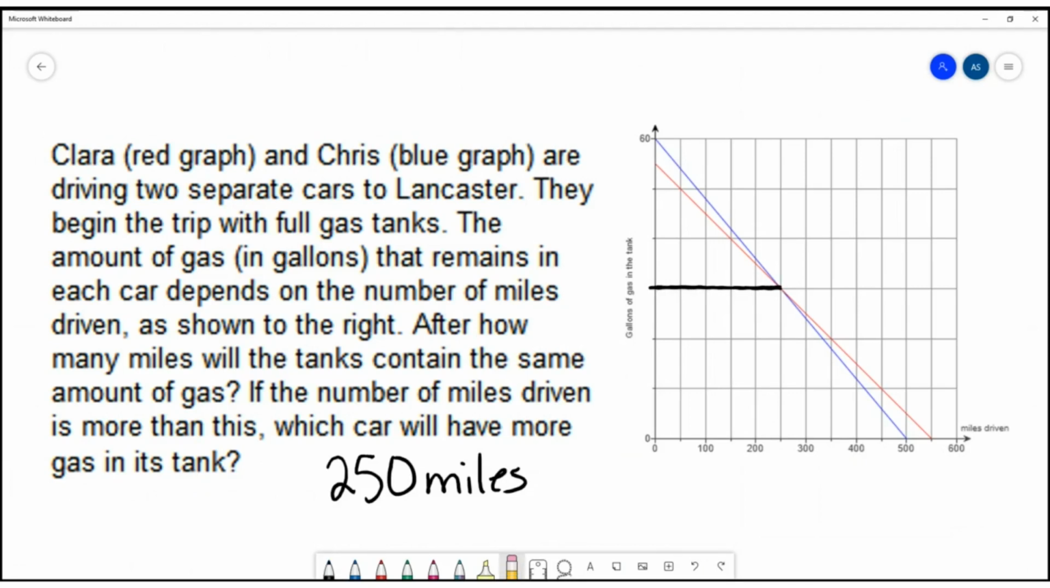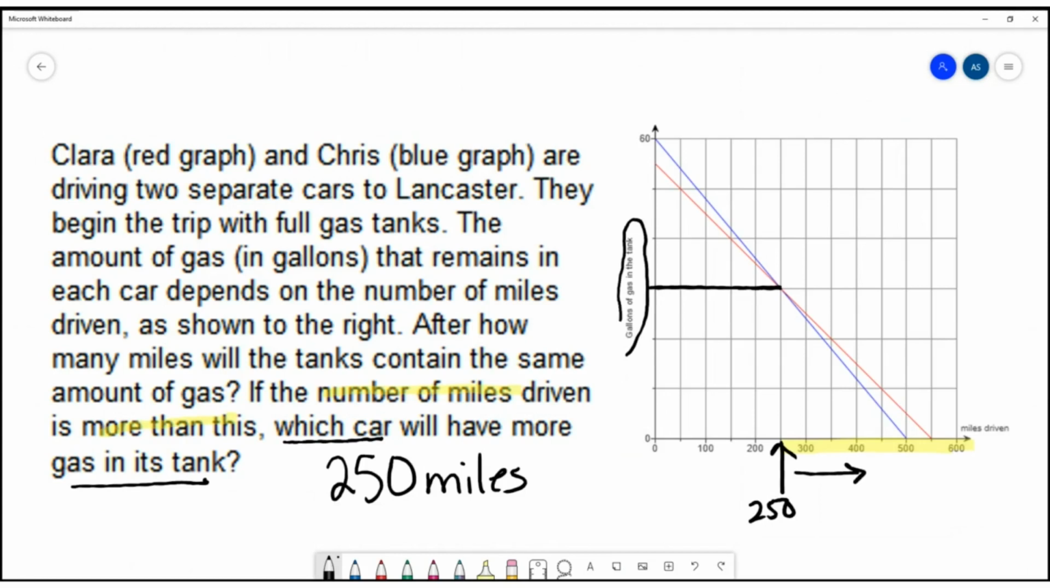Now the second question says, if the number of miles is more than this, which car will have more gas in the tank? So when it says, if the number of miles is more than this, that's telling me to look to the right of that point. Remember, we had 250 is when the amount of gas is the same. More miles driven is going to be to the right of that. We want to know which car has more gas in the tank.